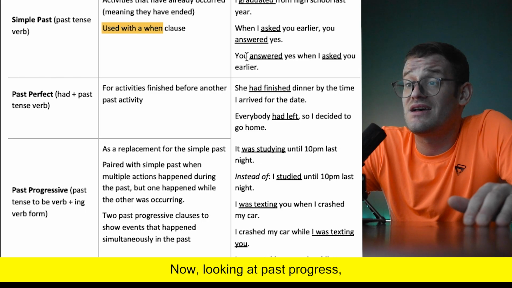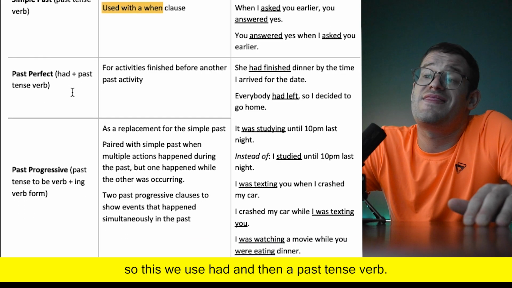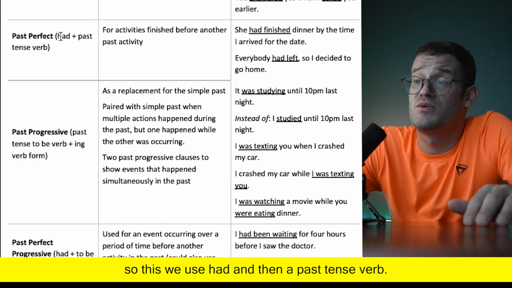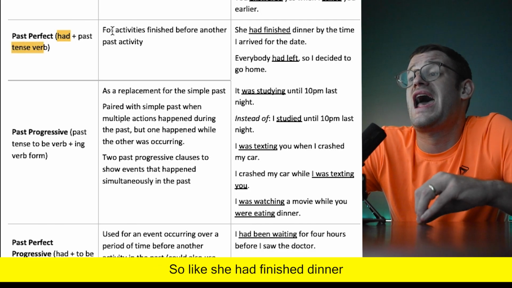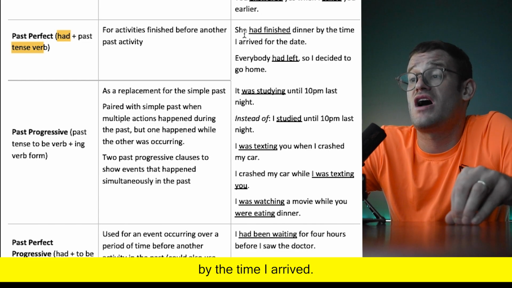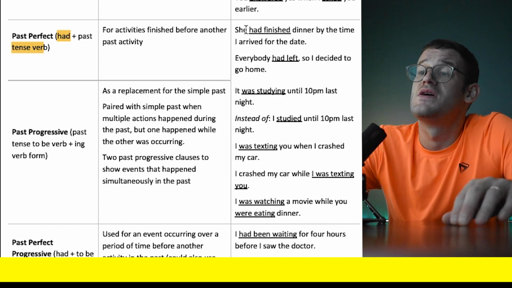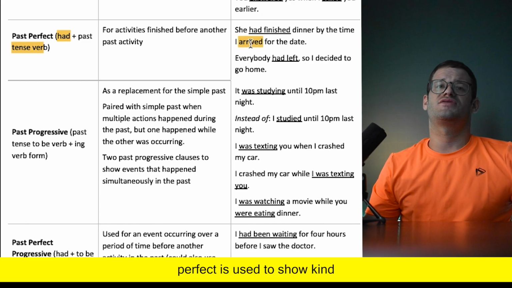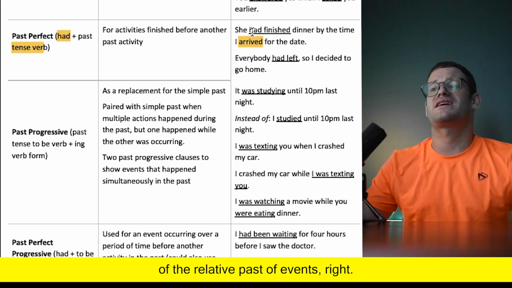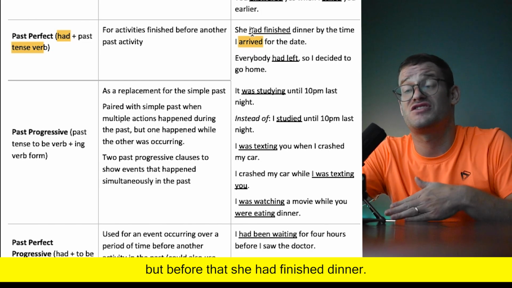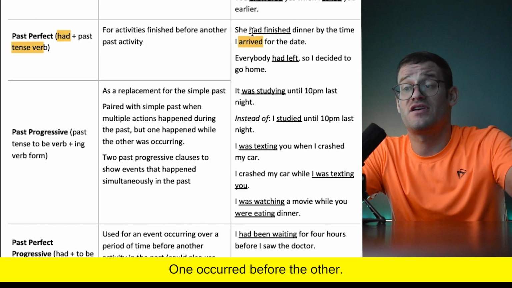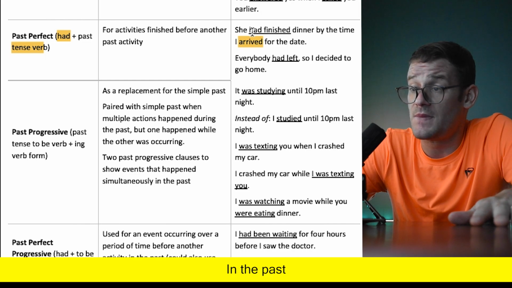All right, now looking at past progressive. So this will use had and then a past tense verb. And so this is for activities finished before another past activity. So like, she had finished dinner by the time I arrived. So again, past perfect is used to show the relative past of events, right? So like, I arrived, but before that, she had finished dinner. One occurred before the other in the past.